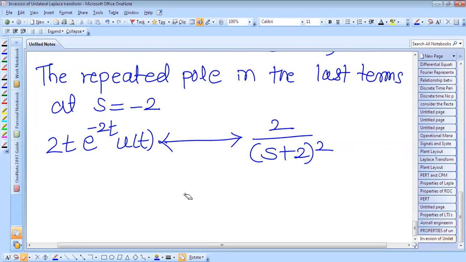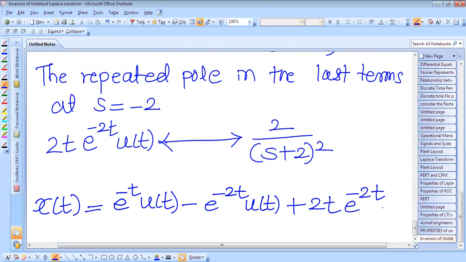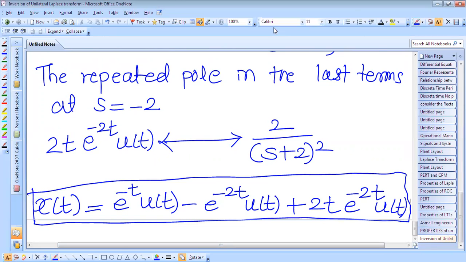So this is the pair, and now we have to combine all the three terms, and we can write x of t in time domain is equal to the first term, that is e raised to power minus t into u of t, minus e raised to power minus 2t into u of t, plus 2t e raised to power minus 2t into u of t. So this is the inverse Laplace transform of the given function. Okay. Thank you very much.